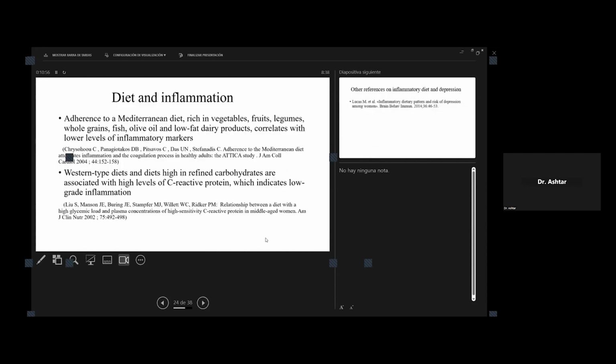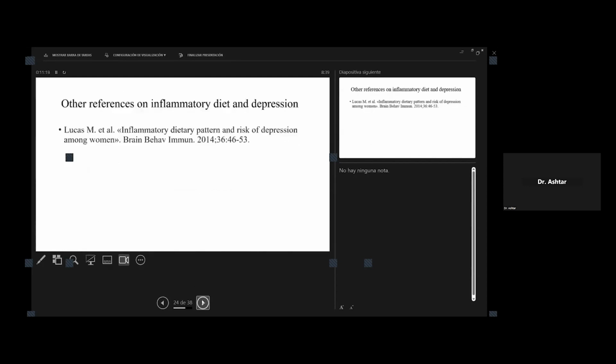Diet and inflammation. Adherence to a Mediterranean diet rich in vegetables, fruits, legumes, whole grains, fish, olive oil, and low-fat dairy products correlates with lower levels of inflammatory markers. Western-type diets and diets high in refined carbohydrates are associated with high levels of C-reactive protein, which indicates low-grade inflammation. Other references on inflammatory diet and depression.